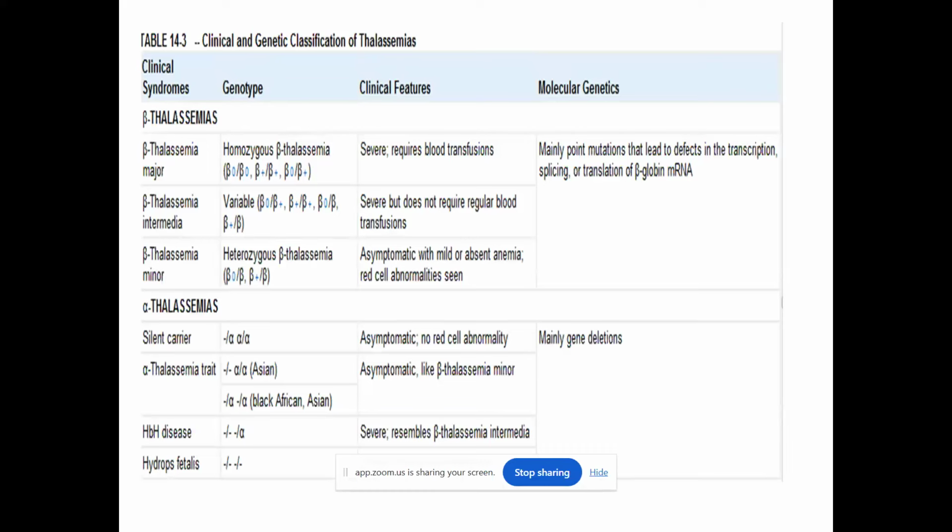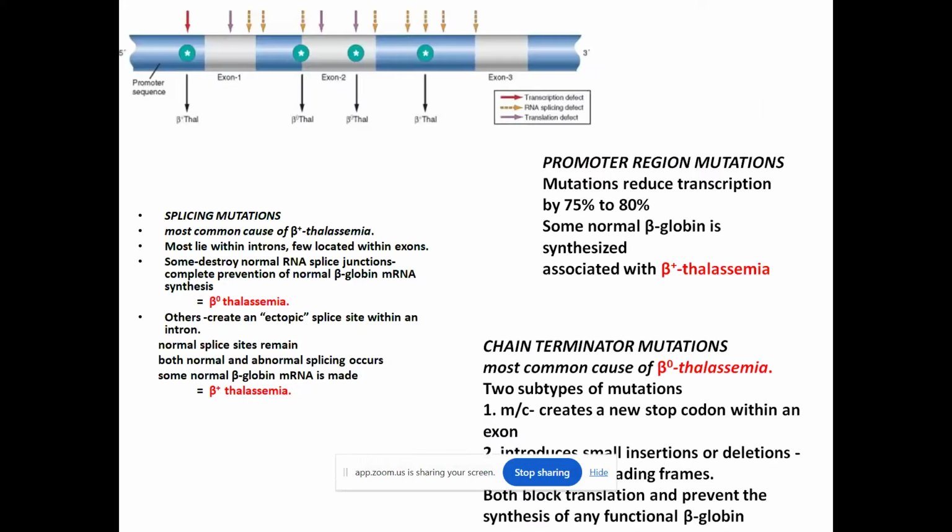So we have beta thalassemia and alpha thalassemia. In beta thalassemia, beta chains are not produced. In alpha thalassemia, alpha chains are not produced. In beta thalassemia, we have major, intermediate and minor thalassemia. In alpha thalassemia, we have the silent carrier, alpha thalassemia trait, HbH disease and hydrops fetalis, according to the number of alpha globin genes which are deleted. So mutations can produce this thalassemia.